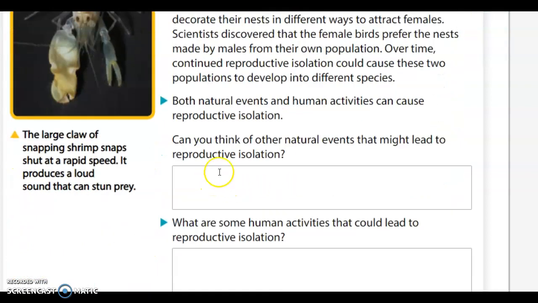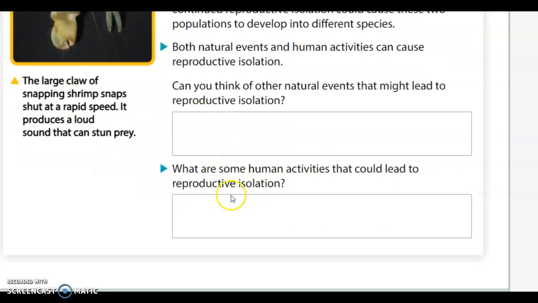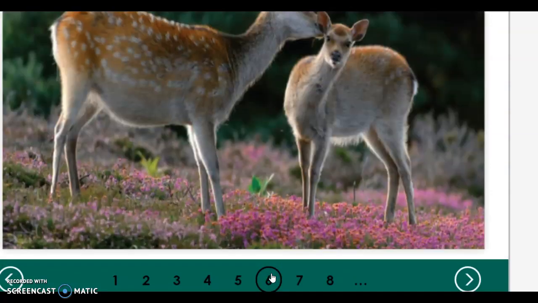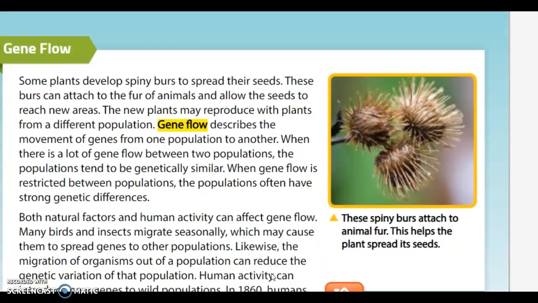You will have a task of writing down the answers to these two questions and then posting them to the assignment. We will go to the next page, and since our objective is to talk about gene flow, we'll be discussing gene flow.